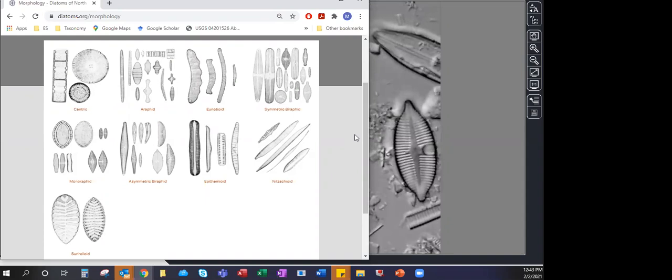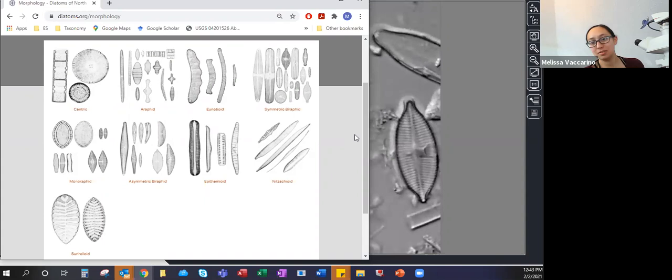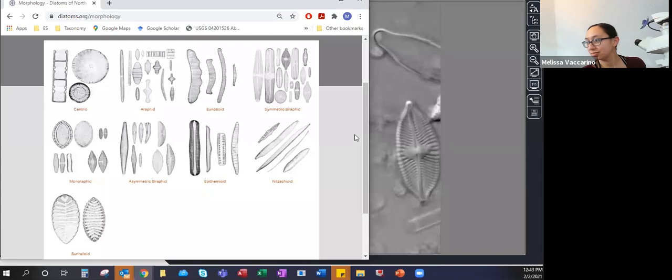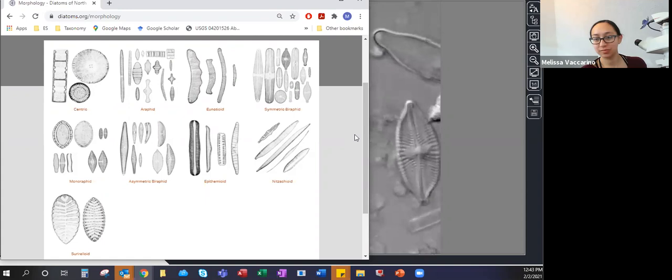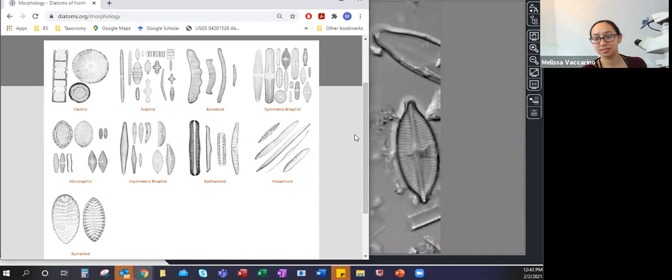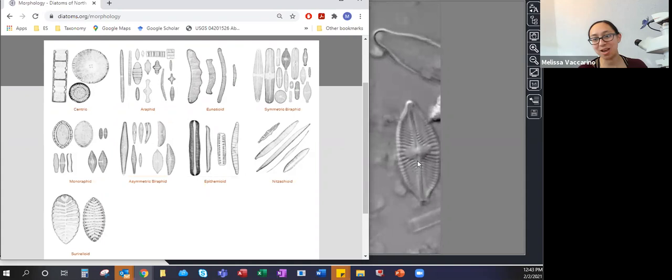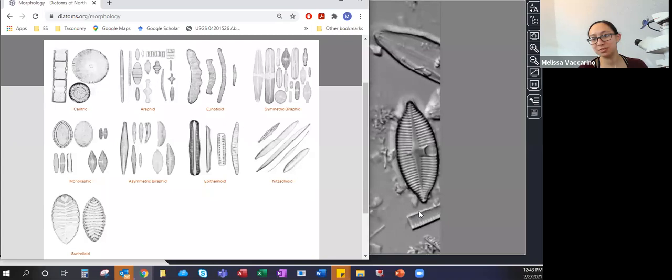Let's try this one here in the center. I'm going to focus up and down. Can anybody tell me which morphological group this one belongs to and why? If you need some help, you've got one raphe valve here, and the other valve lacks that.